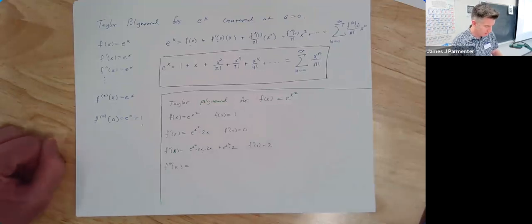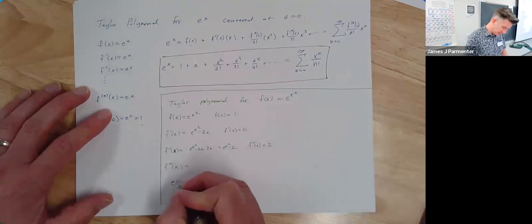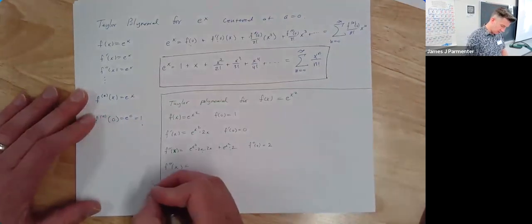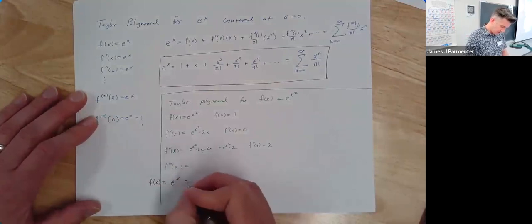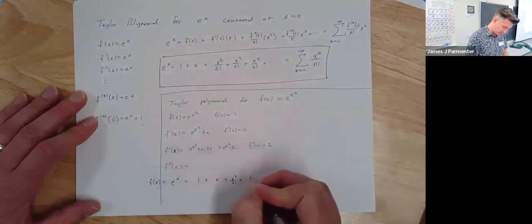So here's what we already know. We know that our function from above, f of x is e to the x, and that's 1 plus x squared over 2 factorial, and so on and so on.